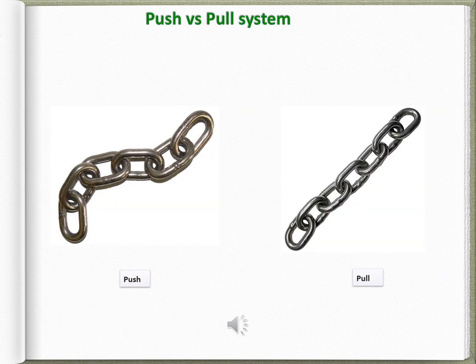As an analogy, the chain represents both systems. On the left, if we push one end of the chain, it will deform. On the contrary, if we pull one end of the chain, then it will be extended, maximizing the flow.